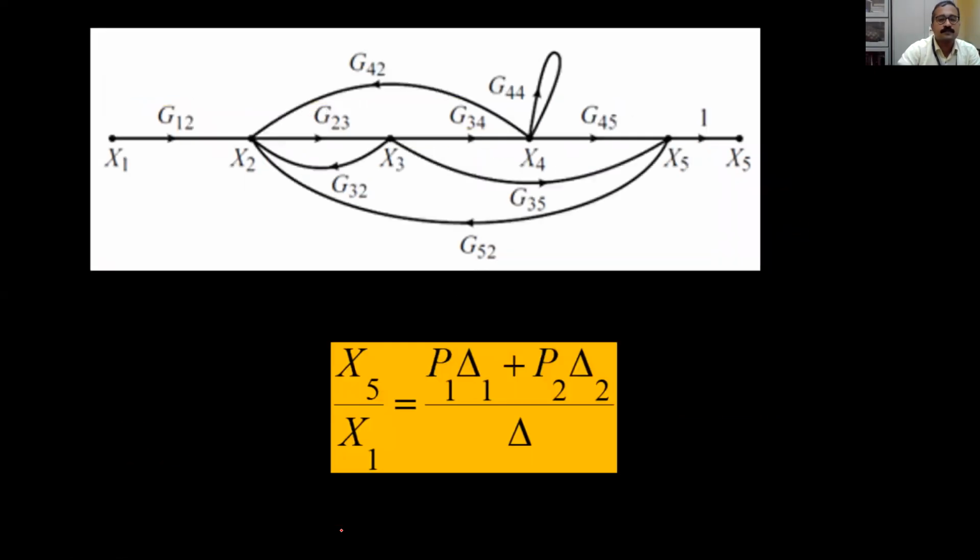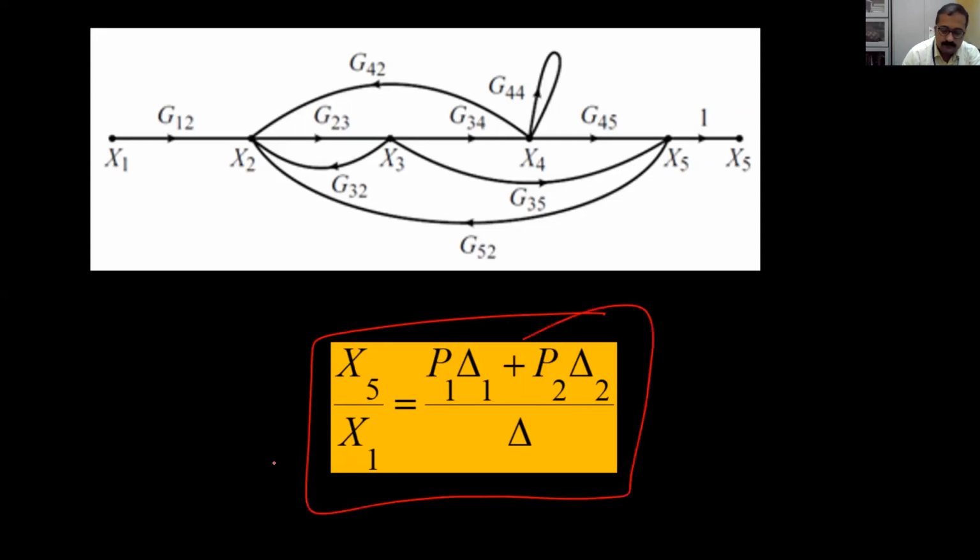Now what next? Just a substitution. P1 delta 1 plus P2 delta 2, divided by delta, will give you X5 by X1. Clear? Let us try one more example.